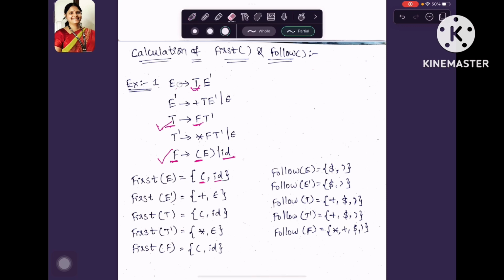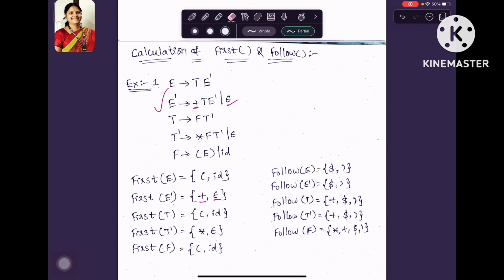Next we will calculate the first of E'. E' produces +TE' | epsilon is the production. The immediate symbol present at the right hand side of the production is plus. So the first of E' will become plus, and another production is epsilon, so we write epsilon. Plus and epsilon are the first of E'.